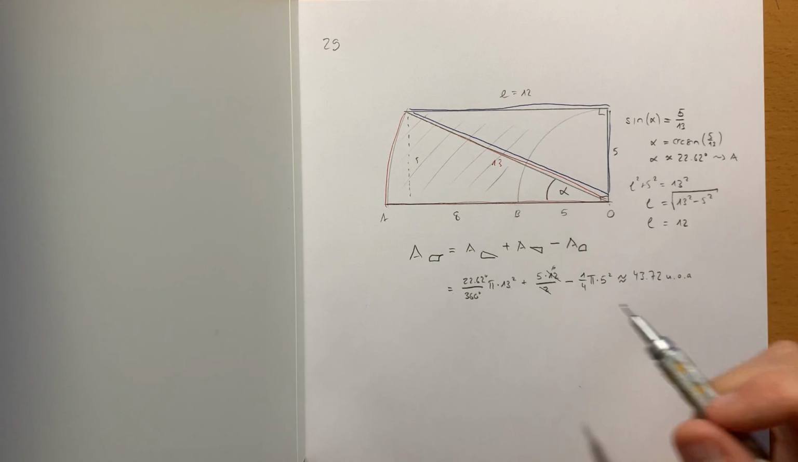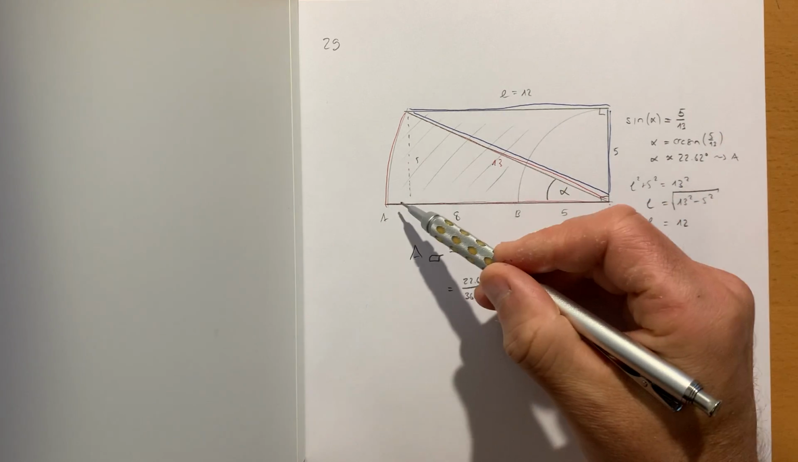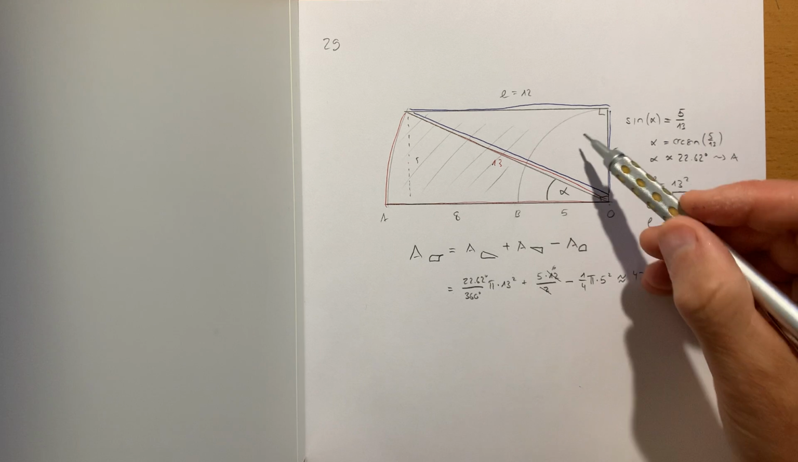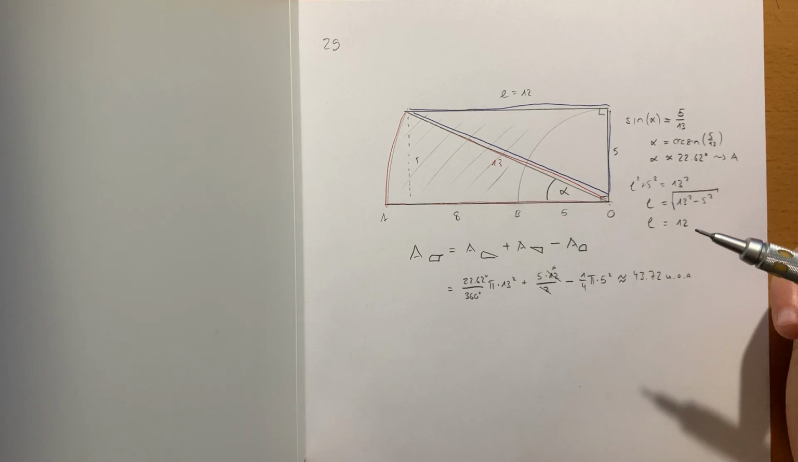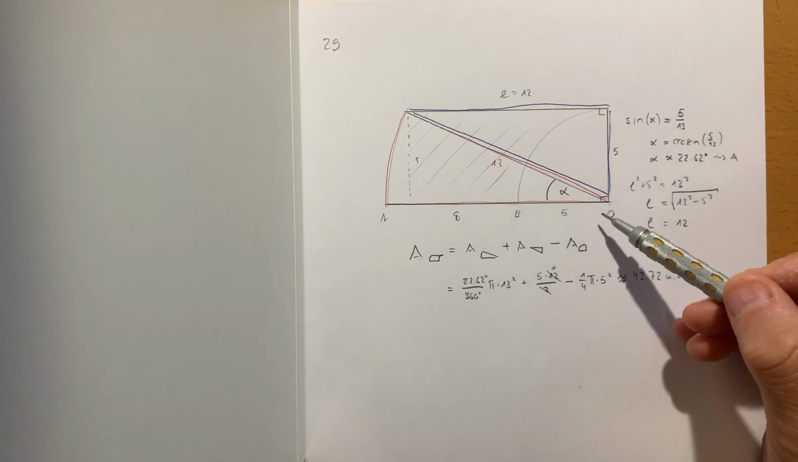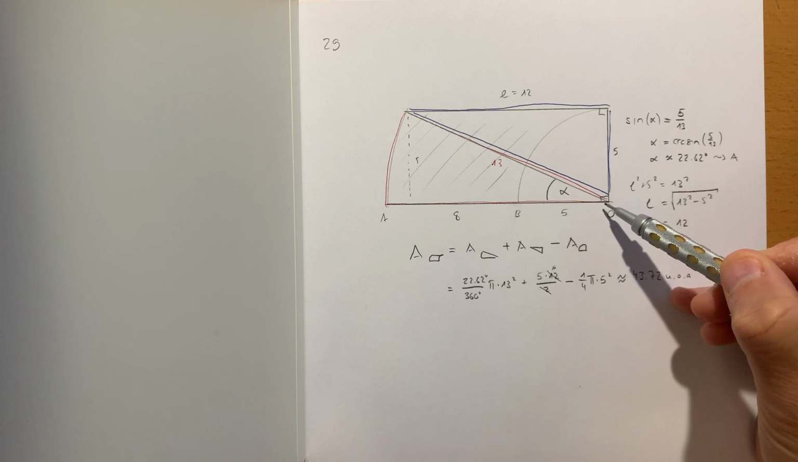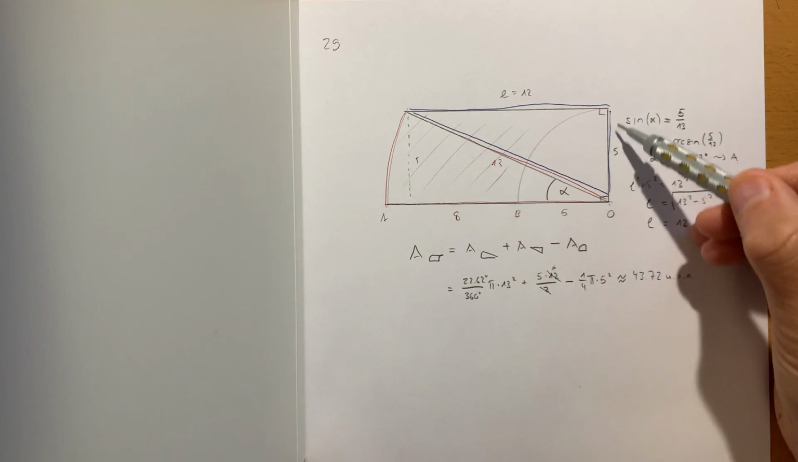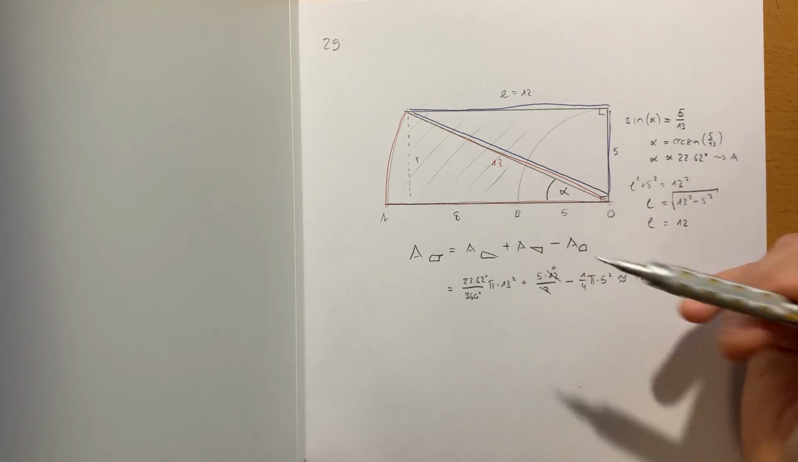So let's do a quick recap. You work out the whole area of the whole shape, and then you subtract this quarter of a circle. And how can we work out the area of the whole shape? You work out the area of the red sector, you work out the area of the blue triangle, and you subtract the area of this quarter of a circle.